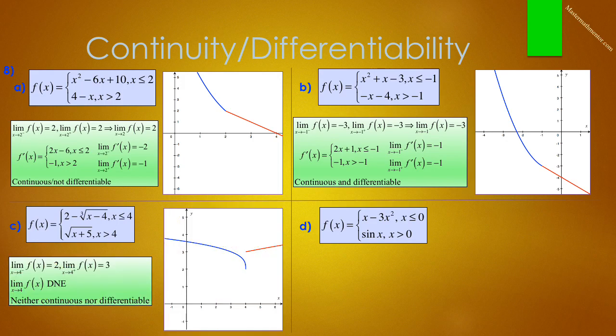C reads f of x equals 2 minus the cube root of x minus 4 if x is less than or equal to 4, and the square root of x plus 5 if x is greater than 4.